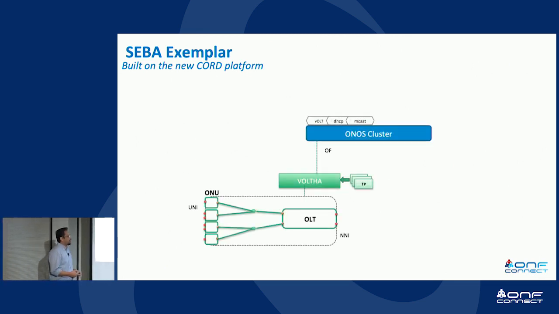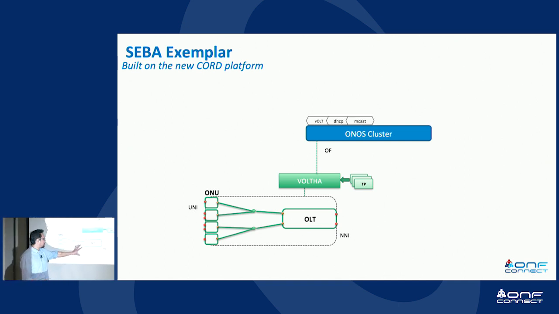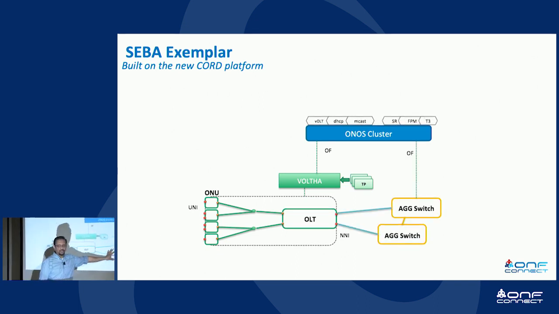SEBA is basically exactly like I showed in the previous picture, right? So you have the OLT in hardware, and you have the ONU through the fiber distribution network controlled by VOLTHA, which manages the PON, and an SDN controller with applications written on top of it, which basically bring out the services that the PON gives you, okay? And that then connects to top-of-rack switches.